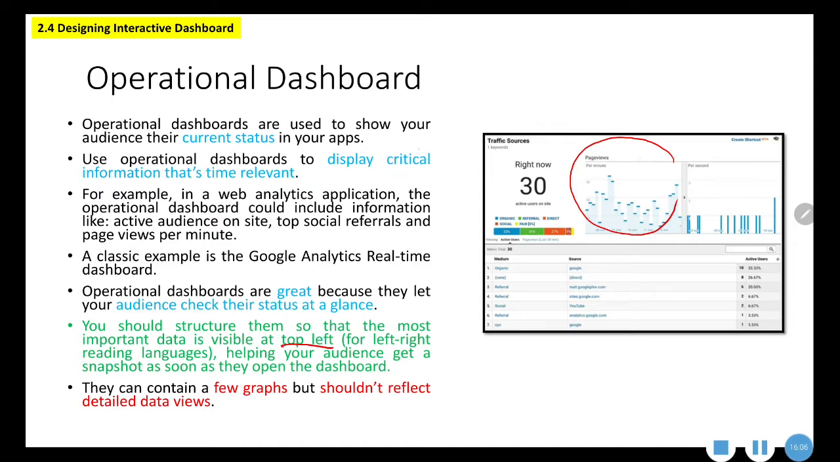For example, in the alphabet letters we read from left to right, but in Arabic you read from right to left. So whatever you put on the left side is more important than the right side. I mean the audience's eyes will target this left side. So make sure you put the most important information, by hierarchy, on the left side, to help your audience get a snapshot as soon as they open the dashboard. They can contain a few graphs, but should not reflect detailed data views.